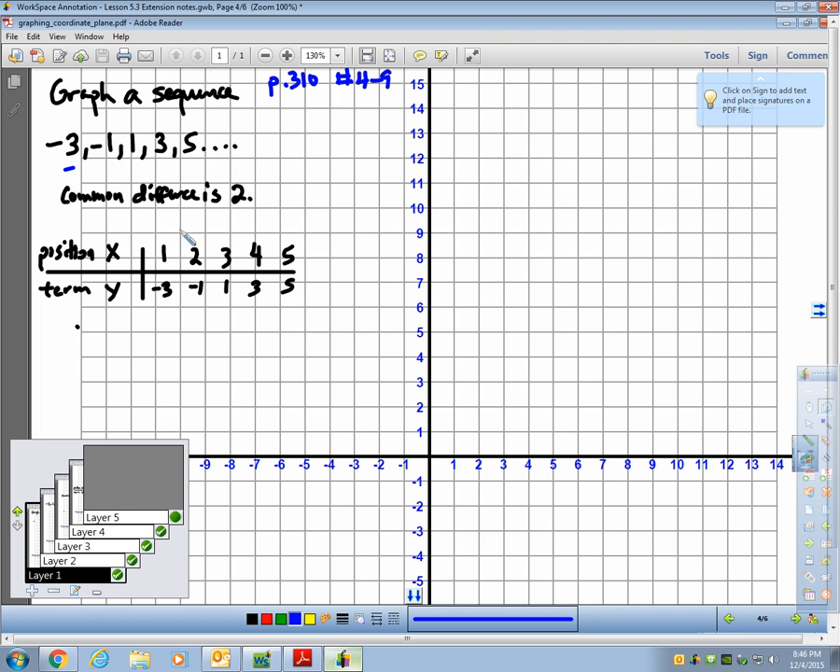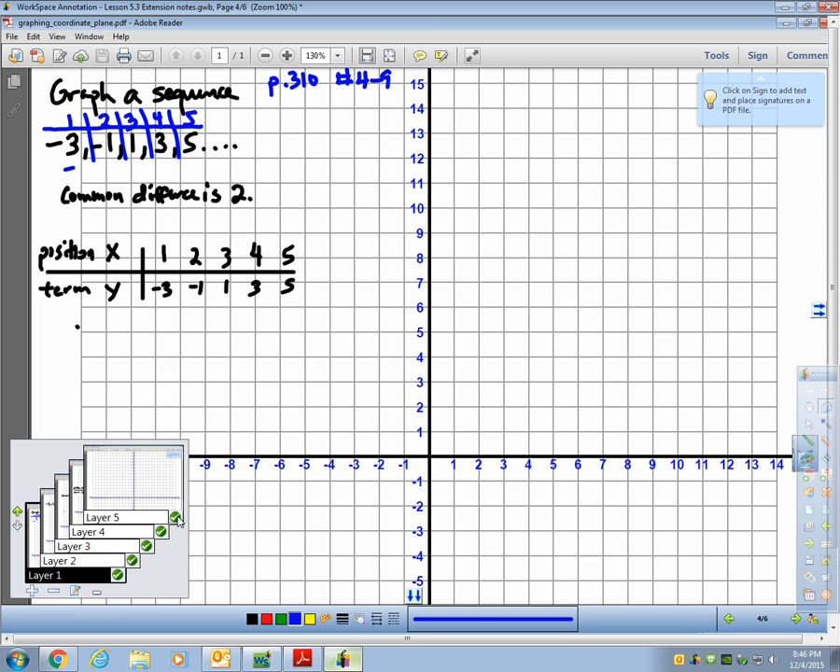The second position is -1. The third position number is 1. The fourth position number is 3, and the fifth position number is 5. So it's just like here's the first, second, third, fourth, and fifth number in the sequence, and you see how I kind of just made a little table out of that. That's what I did down here.